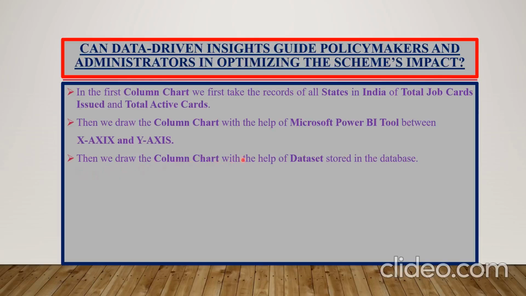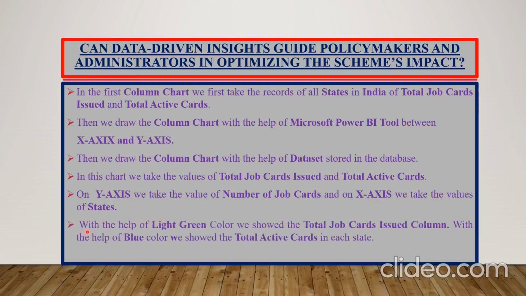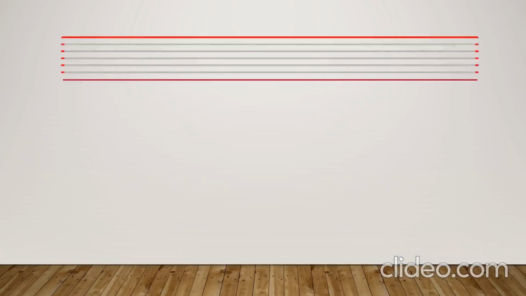We draw the column chart with the help of the dataset stored in the database. In the chart we take the values of total job cards issued and total active cards. On the y-axis we take the number of job cards, and on the x-axis we take the states. With light green color we showed the total job cards issued column, and with blue color we showed the total active cards in each state. This is all about the first column chart.